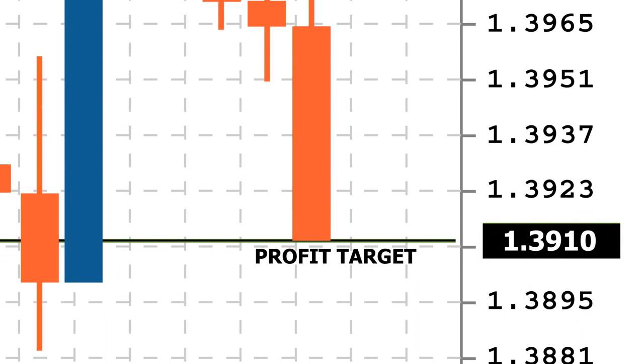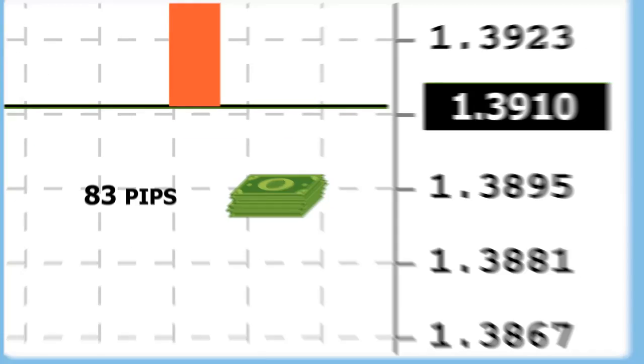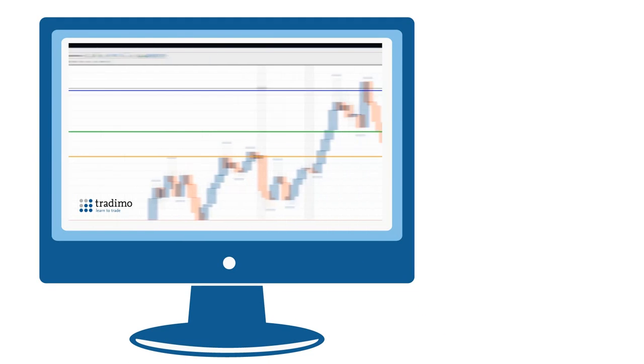The price went down to 1.3910 and you close your position because you have reached your profit target. Close your position and exit the market. You have made a profit of 83 pips. You are now prepared to enter the world of Forex.